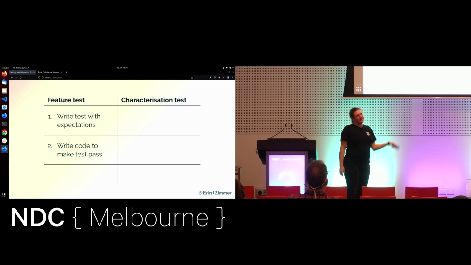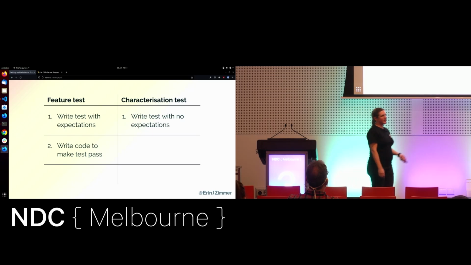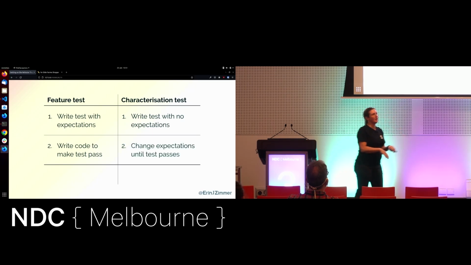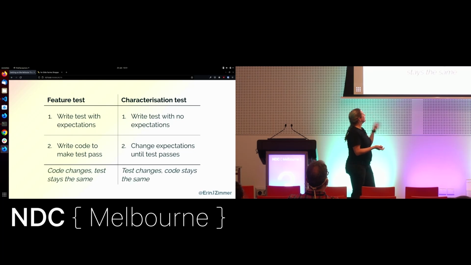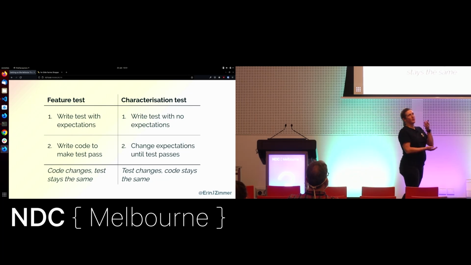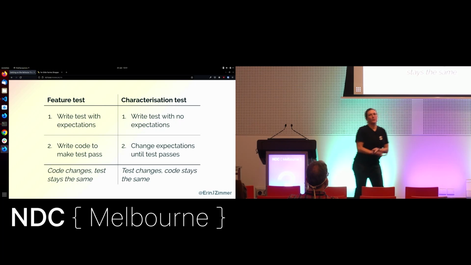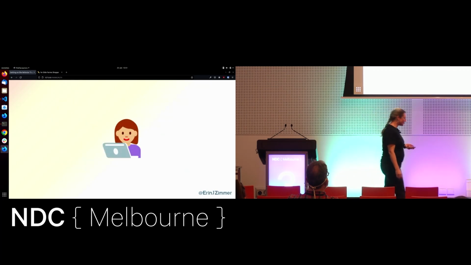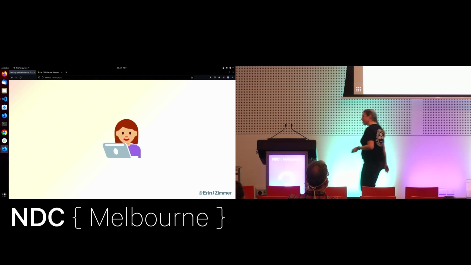With characterization tests, it's kind of the other way around. We start with a test with no expectations, and then we change the test until the test passes. So with feature tests, the code changes, but the test stays the same. With characterization tests, the test changes, but the code stays the same. The important thing here is that we're only ever changing one or the other, right? We're either changing the code or we're changing the tests. We're never changing both at the same time. Okay, let's see what that looks like in practice.